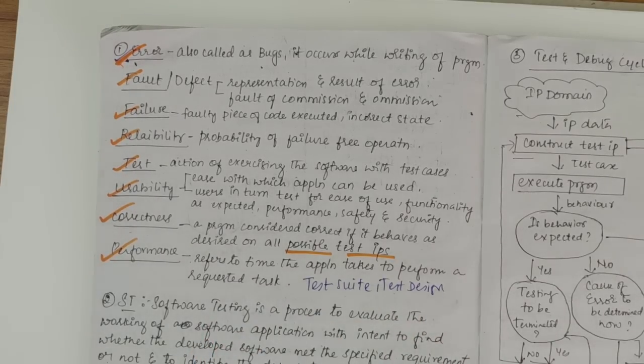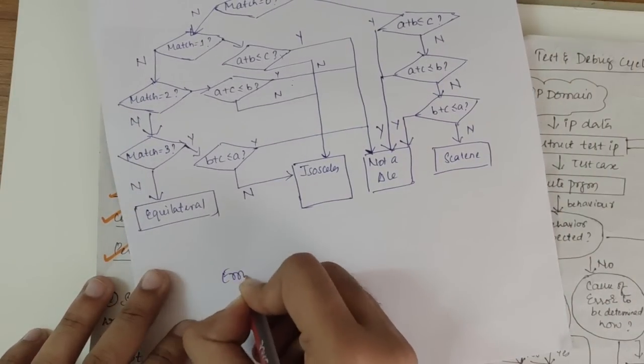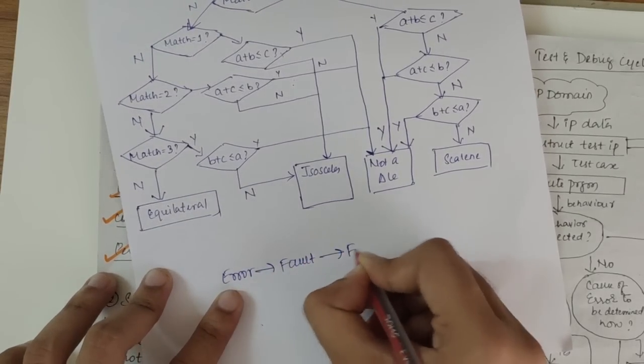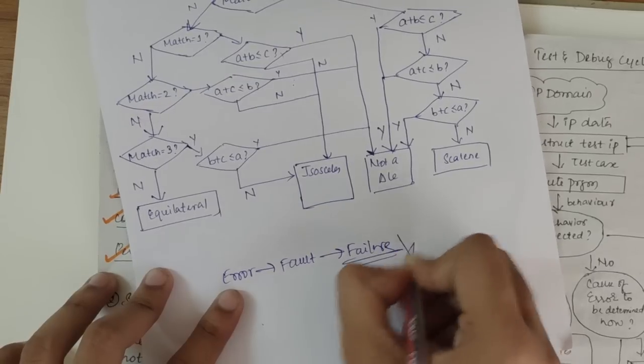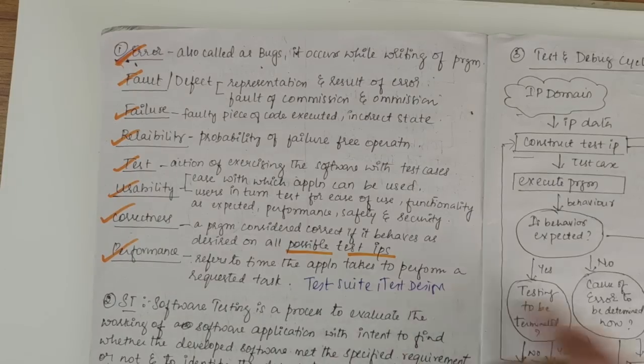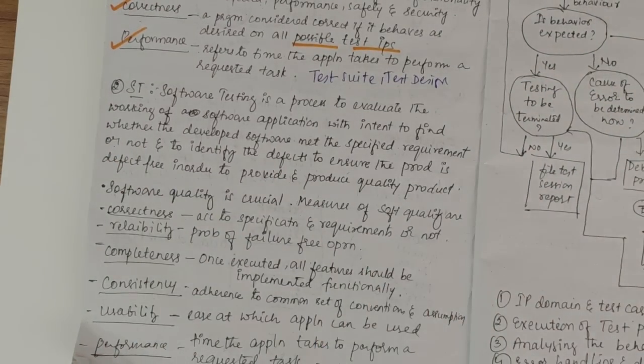Then we have the diagram for how errors flow. Firstly we have the error. From error, we get faults, and from fault, failure occurs. So this is how the flow of errors is. Moving on further, the next topic we have is the definition of software testing.